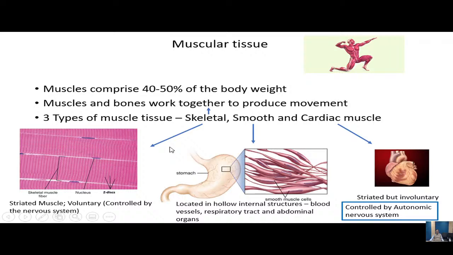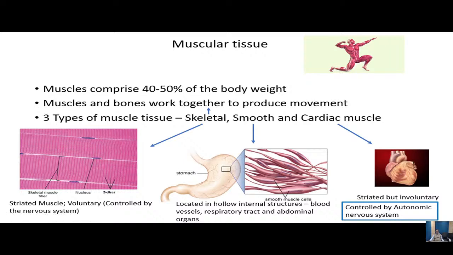All of you know by now that skeletal muscle is also called striated muscle. Striated muscle because there are striae. The light and the dark bands can be seen on each of the muscle fibers that you see over here, and that is why skeletal muscle is also known as striated muscle.